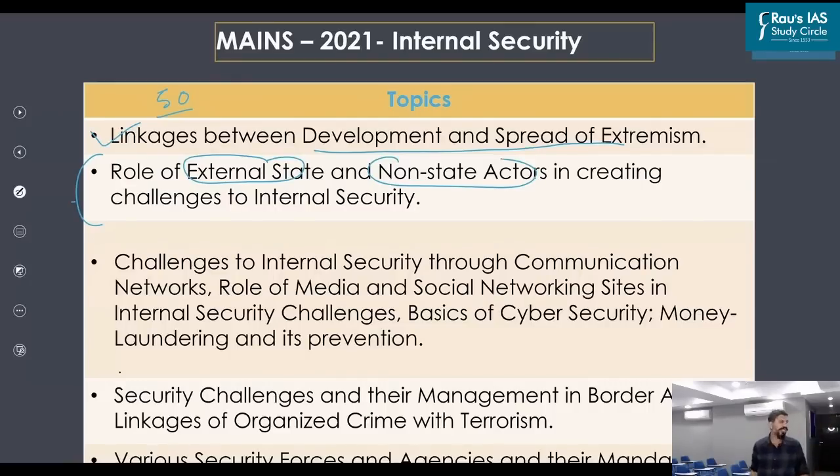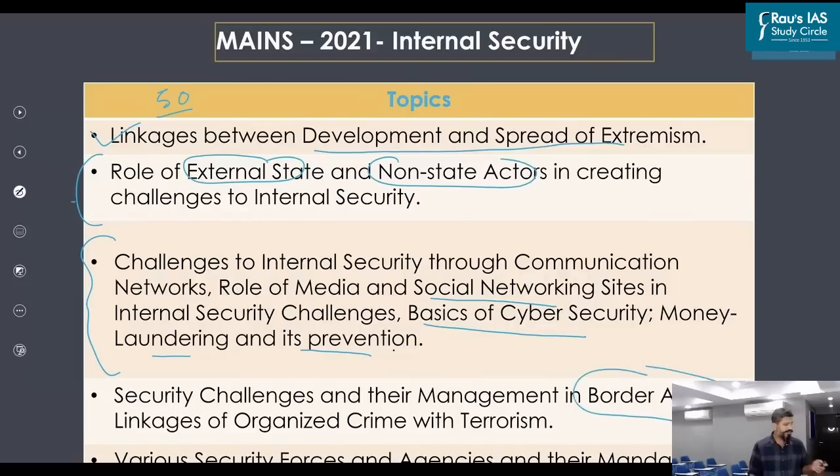Then the next part is challenges to internal security through communication networks, role of media and social networking sites in internal security challenges. Then we have basics of cyber security, money laundering and its prevention. Then security challenges and their management in border areas. So border area management is another theme. And lastly, we have various security forces, agencies, their mandate and structure.